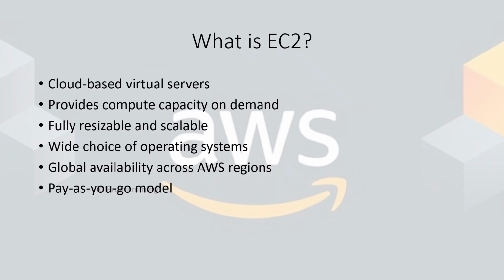At its core, EC2 provides virtual servers in the cloud. You can think of it as renting a computer from Amazon that runs in their data centers. It's on demand, meaning you can launch a server when you need it and shut it down when you don't. It's also scalable. If you need more CPU or memory, you can pick a different instance type or add more servers. You are not restricted to one operating system either. EC2 supports Windows, Linux, and custom OS images.